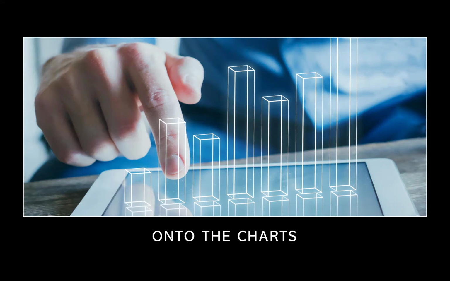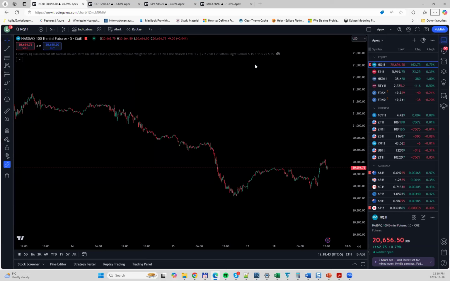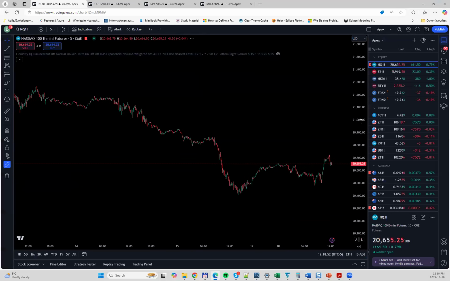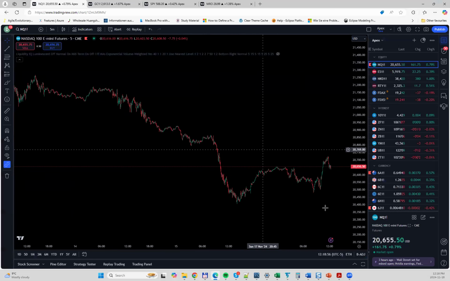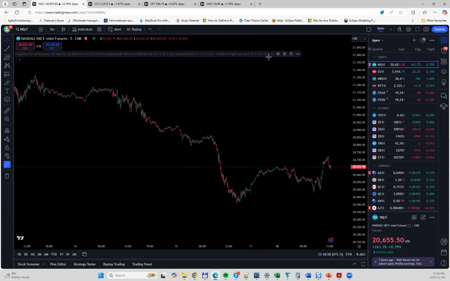So let me open up TradingView. All right, and guys, if you have questions, please don't be shy. So I'm going to drag on TradingView here, and we're going to start off with NQ, the NASDAQ E-mini futures on the 5-minute time frame. And what we can see here is a naked chart.